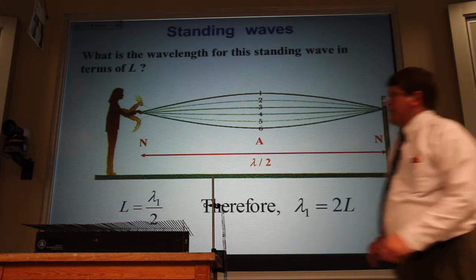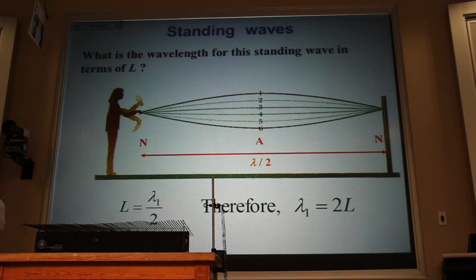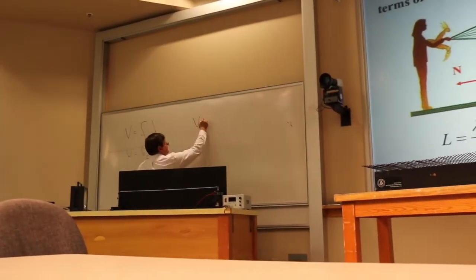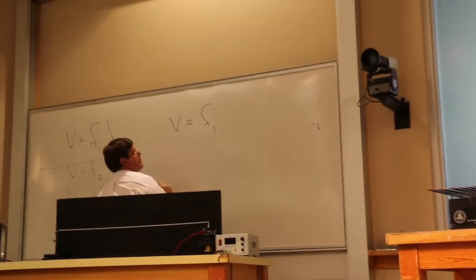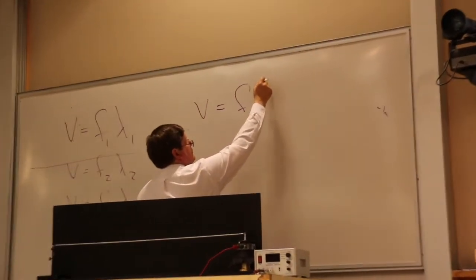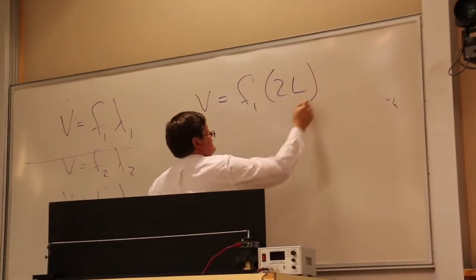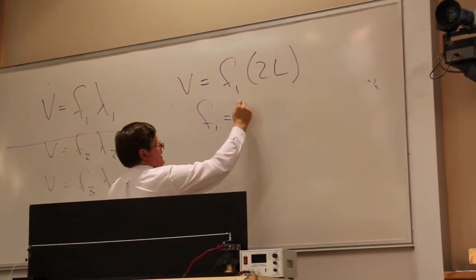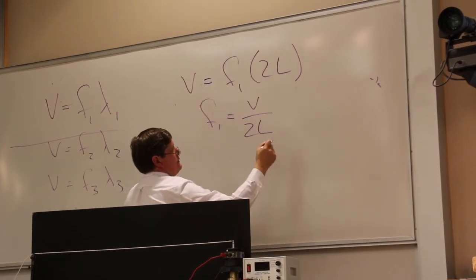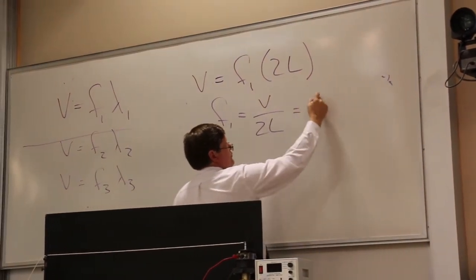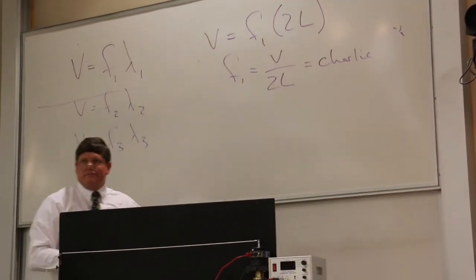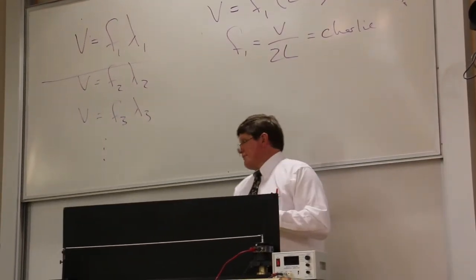Okay, so let's go over here to the wave equation and find out what the first frequency would be. Well, v is equal to the frequency of the first harmonic times the wavelength of the first harmonic, which is 2L. If I solve that for the first harmonic frequency, I get v over 2L. What's that? Who's that? Charlie. Okay, remember I told you would see that a lot? Is that an acceptable answer? No.